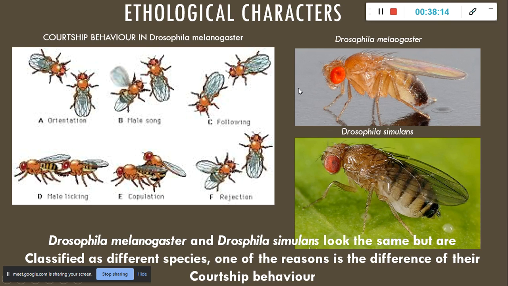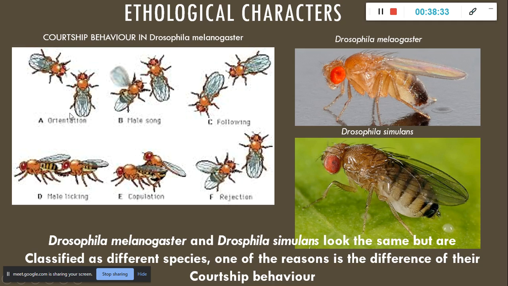Okay, ethological characters means this is Drosophila melanogaster. This is one species of the fruit fly, and this is the picture of Drosophila simulans. So both of them, they look same, but they are different. They have got their different species name. They don't mate with each other. Both are males, but they don't mate with each other.